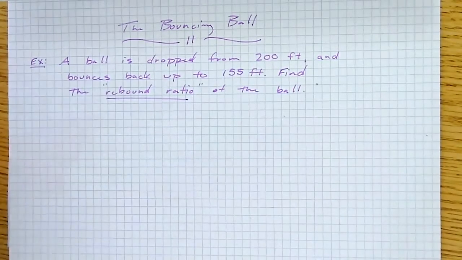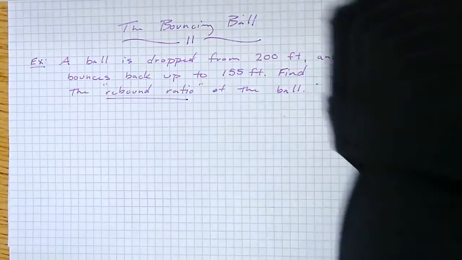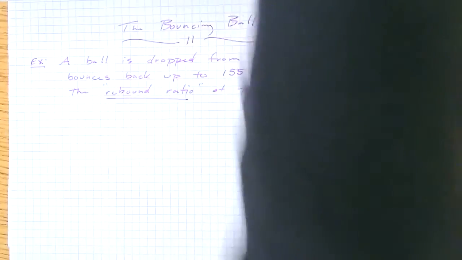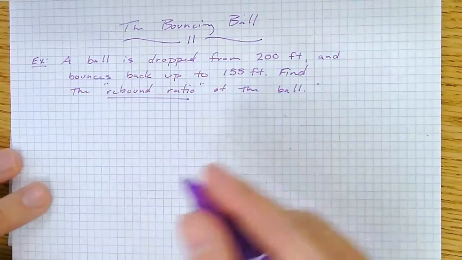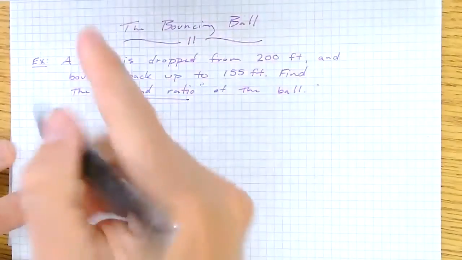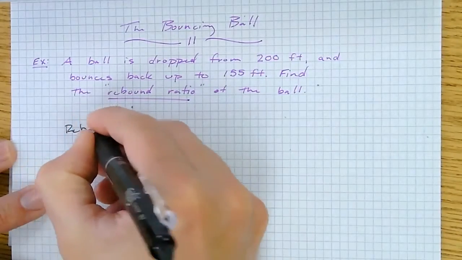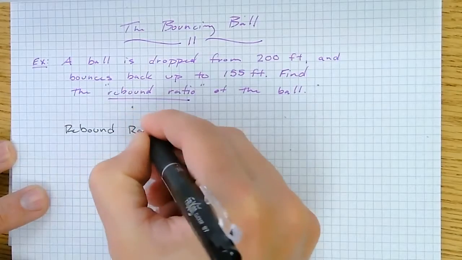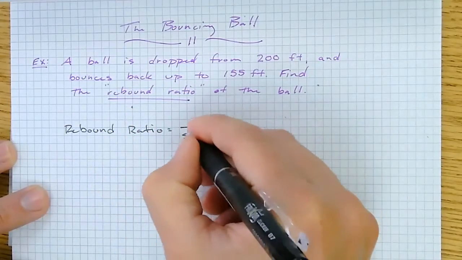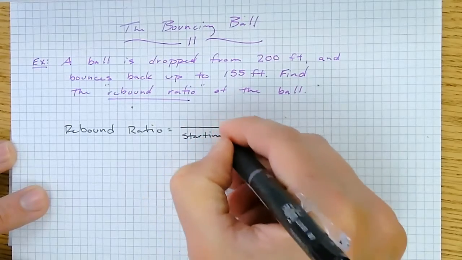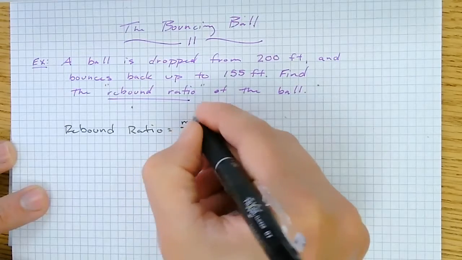So here it says the ball is dropped from 200 feet and bounces back up to 155 feet. The first thing we need to find is what is the rebound ratio of the ball. What a rebound ratio is, or the way to calculate it, would be the starting height on the bottom of a fraction. On top, we'd have the rebound height.